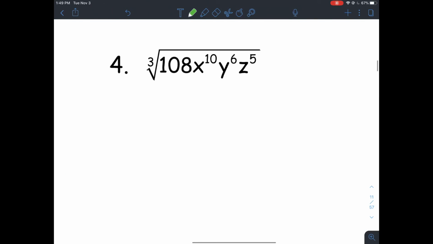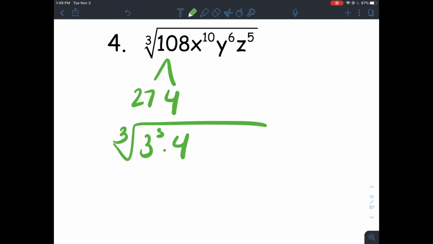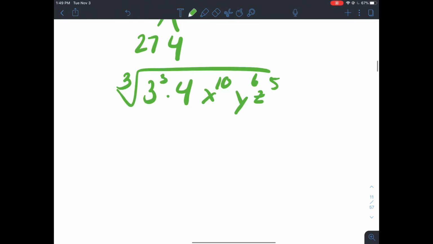All right, last one. So we've got cube root of 108, x to the 10th, y to the 6th, z to the 5th. All right, so let's give it a shot here. We can do 27 times 4. That'd be a great way to break that down. So we've got cube root of 3 cubed times 4, and then x to the 10, y to the 6, z to the 5th. So let's break it apart.